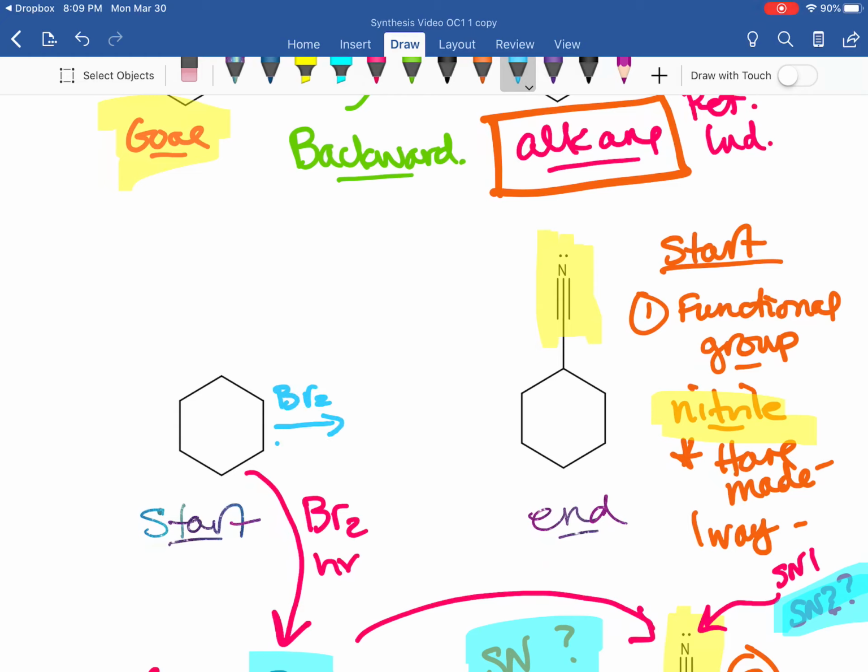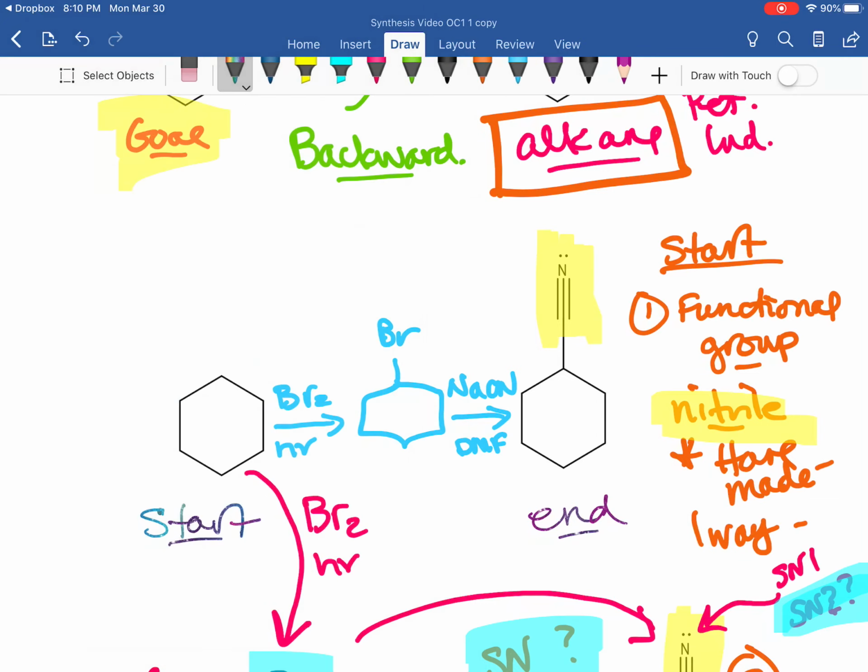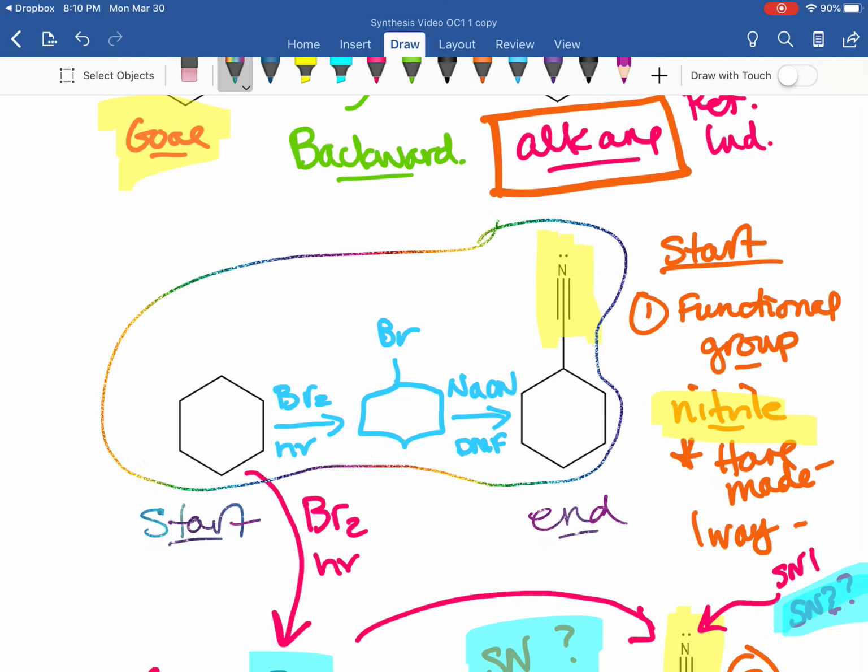So your answer could simply be bromine and light, sodium cyanide, DMF. Done. There is your answer. Oh, I feel like we need a sparkle pen for that, and we need rainbow. So if this were a test question, you don't need to draw the mechanism. You don't need to show me your whole thought process. What you need to end up with is just this. This is your synthesis. You could start from your alkane, do a radical halogenation, and then an SN2.